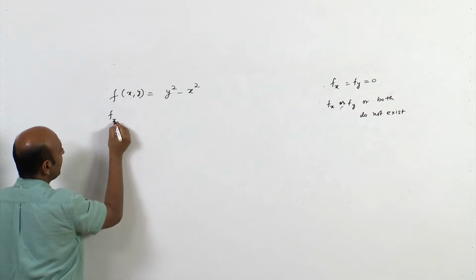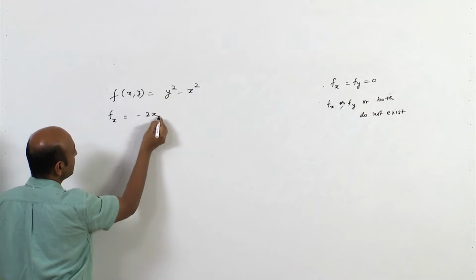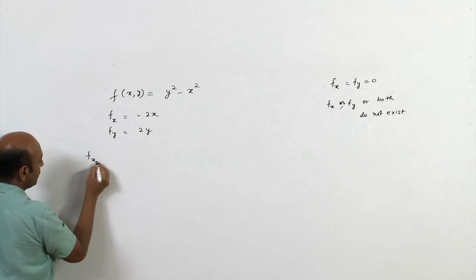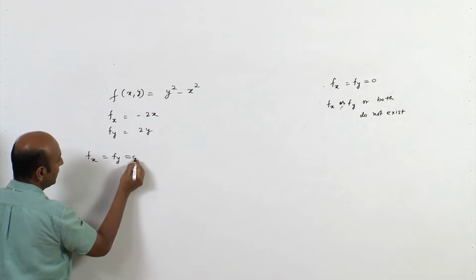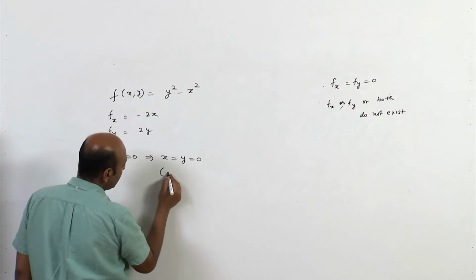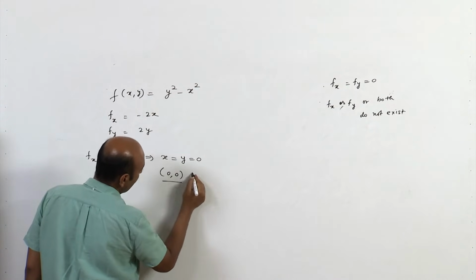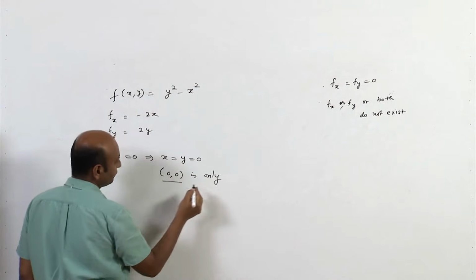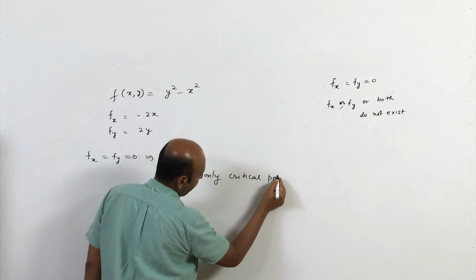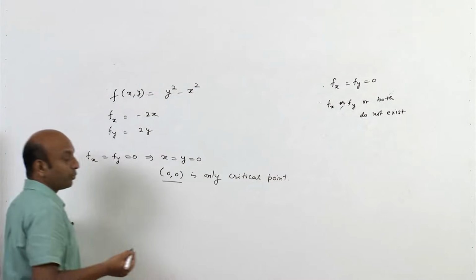Now, how to find the critical point of this function, which is clearly differentiable? You can find fx as minus 2x and fy as 2y, and fx equal to fy equal to 0 implies x equal to y equal to 0. So, the point is (0, 0); (0, 0) is the only critical point.